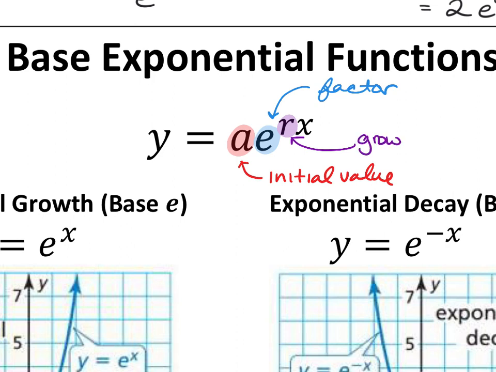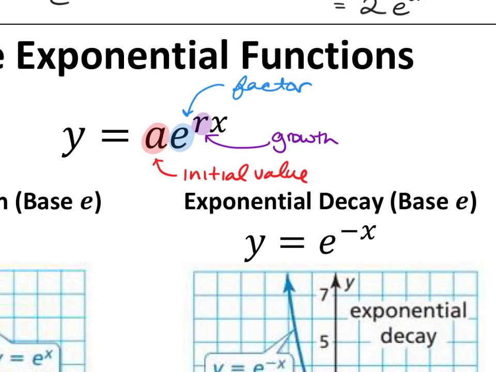That number is going to show you growth or decay. And it really makes sense. If that number up in the exponent is positive, do you think it's going to be growth or decay? Growth. Makes sense? If that number is negative, what do you think it's going to be now? Decay. So really it makes sense. A positive number in the exponent for natural base functions is going to grow. A negative number in the exponent is going to decay.